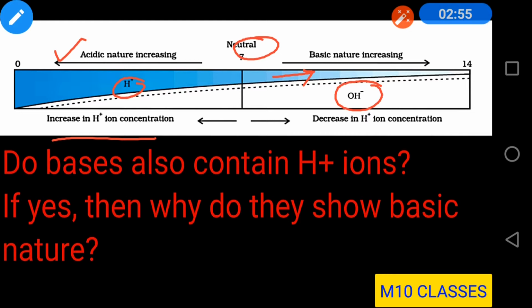Now the question is, do the bases also contain H plus ion? Yes, they also contain H plus ion. But why do they show basic nature? It is because the H plus ion concentration is very less and OH minus ion concentration is very high, and that is why they show their alkaline or basic nature.